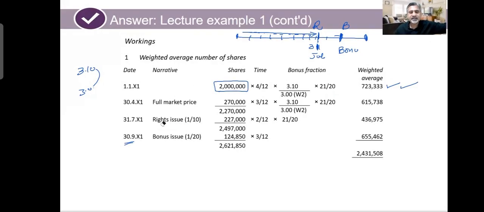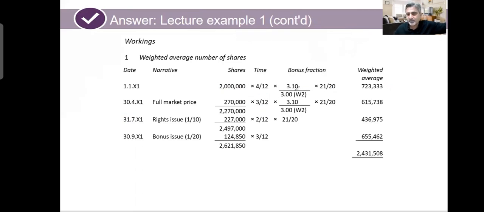Then I move to the second thing, which is my 30th April. I made a full market price issue, 270,000. I would multiply, and this remains for only 3 months because after 3 months you have the right issue. So again, I multiply with the same numbers. I take 3 by 12, and I multiply it with the same bonus fraction for the right issue and for the bonus issue. I multiply them. But then on 31st of July, you are giving the right issue.